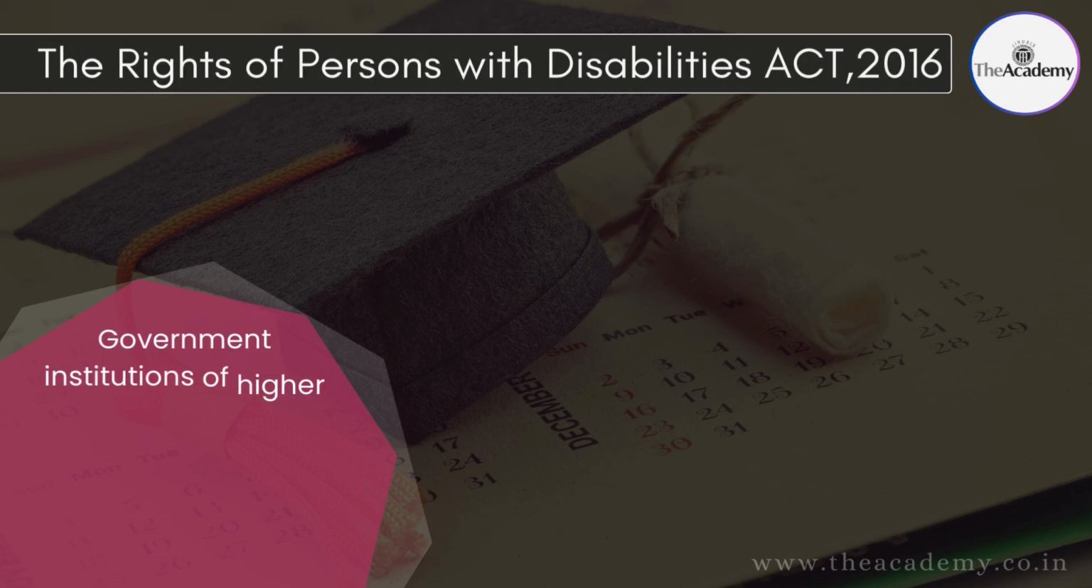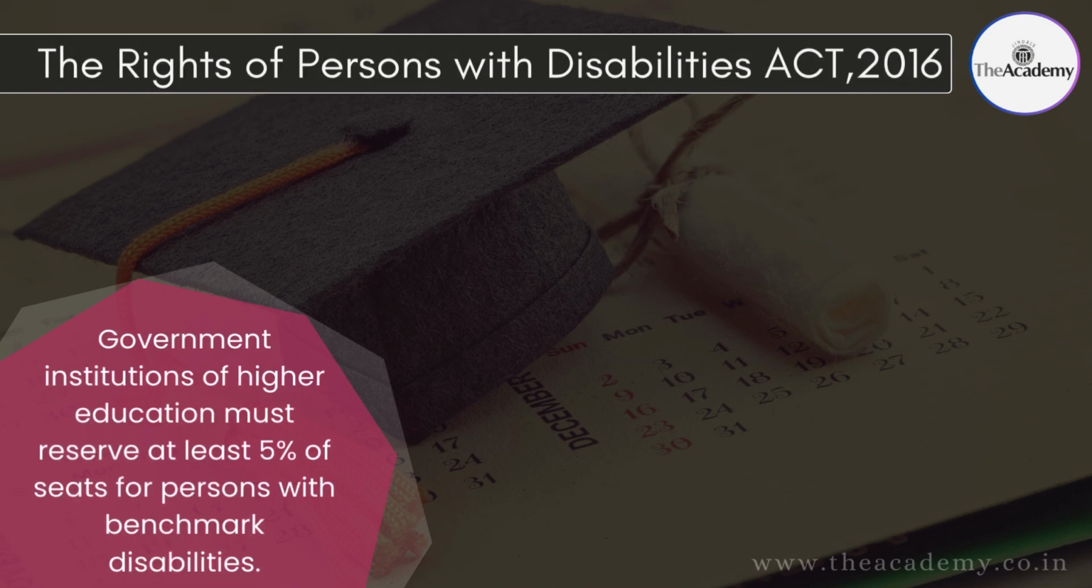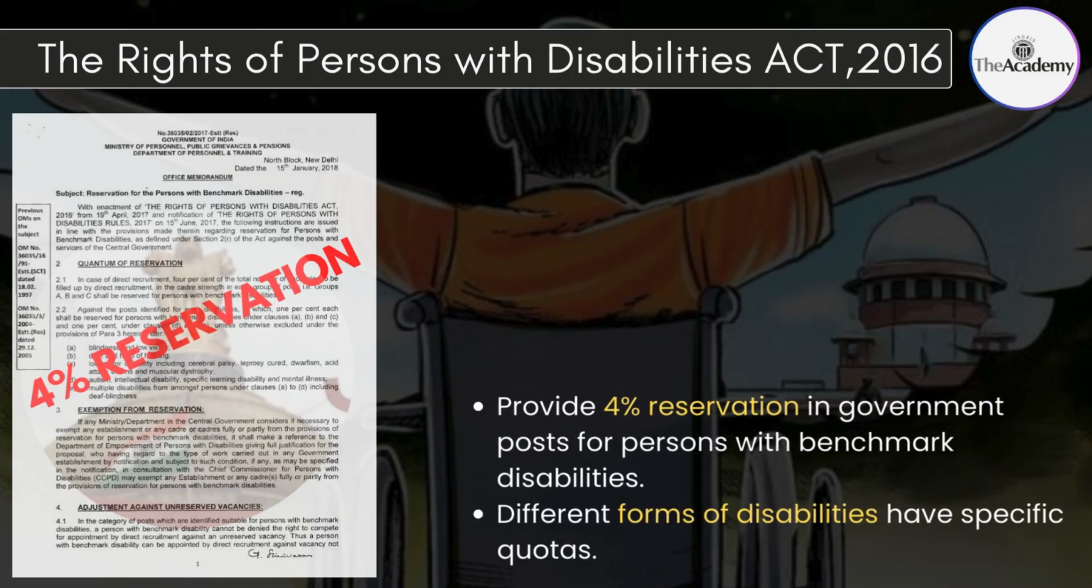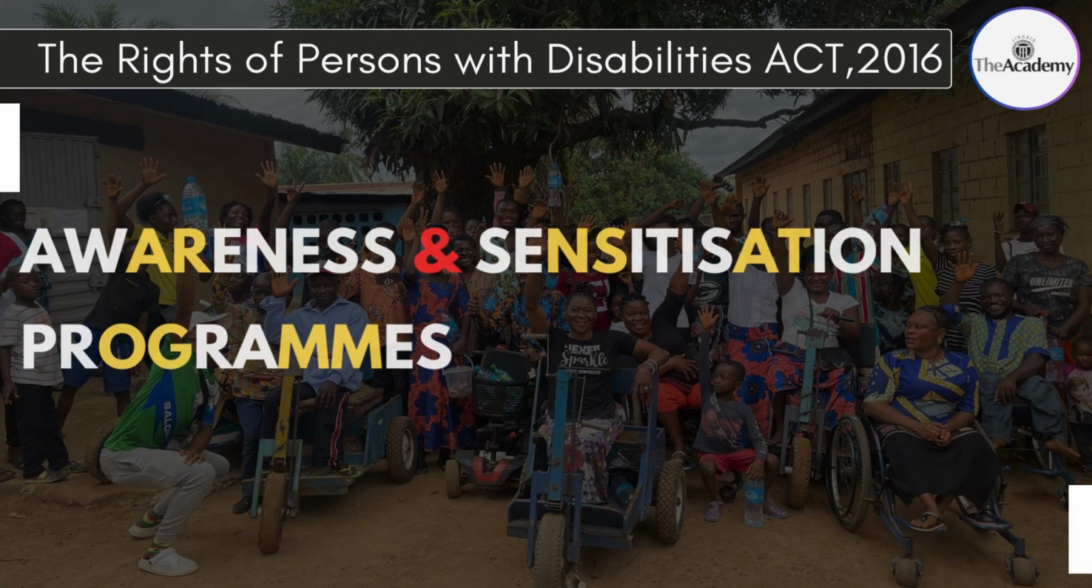All government institutions of higher education and those getting aid from the government are required to reserve at least 5% of seats for persons with benchmark disabilities. 4% reservation for persons with benchmark disabilities is to be provided in government posts with differential quotas for different forms of disabilities. Awareness and sensitization programs regarding PWDs are to be conducted and promoted.